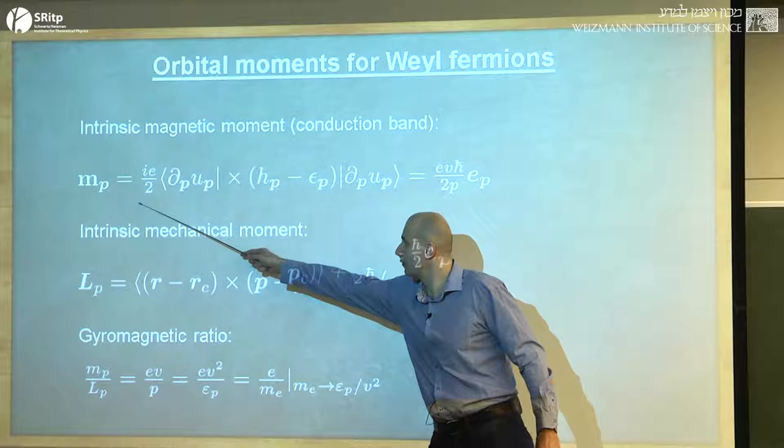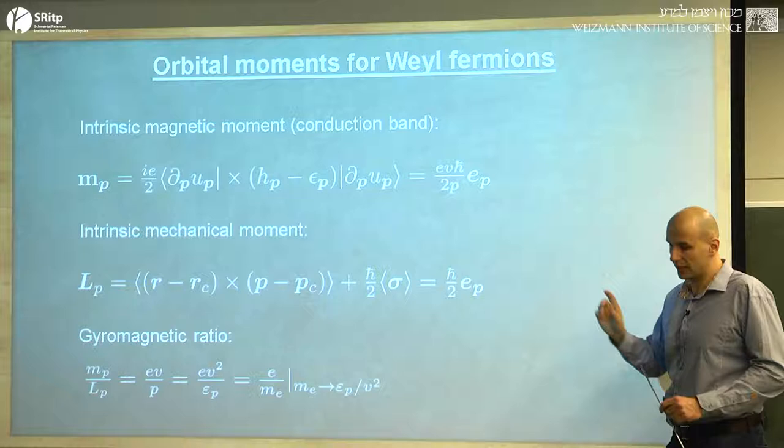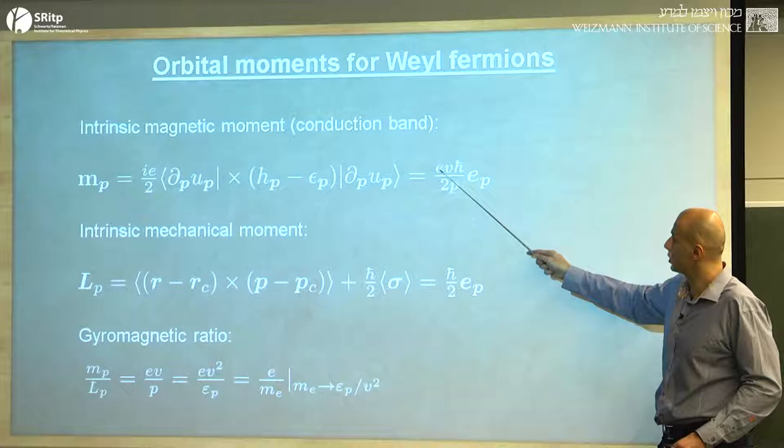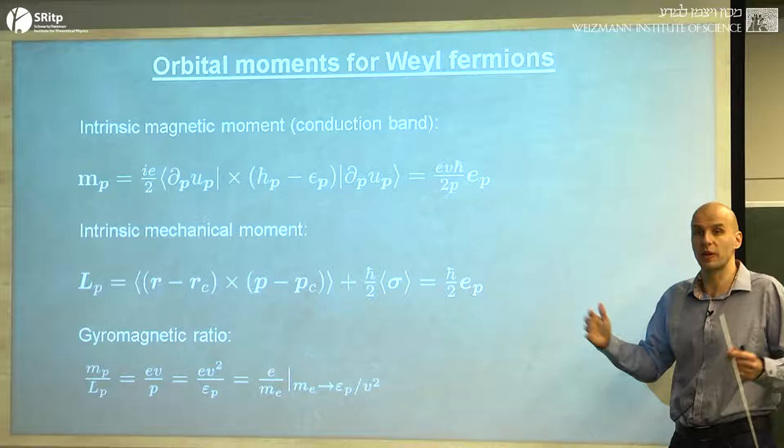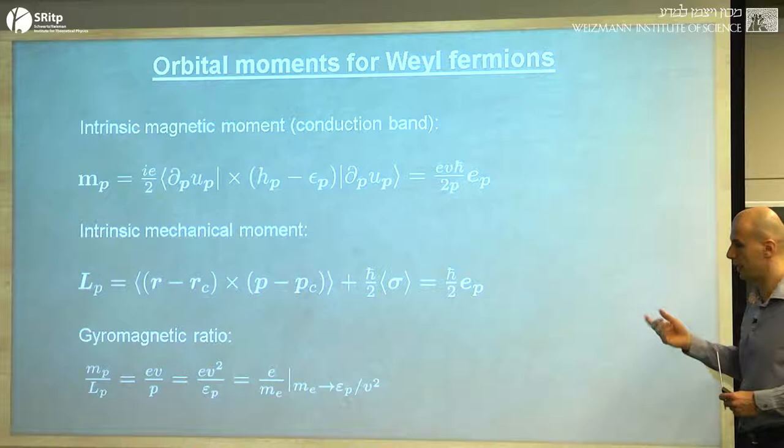And what you get is something that goes as 1 over p. So remember, magnetic moment is charge times some distance times velocity. And what you have here is just like that: the charge, the Dirac velocity, and then ħ over p, which gives you some sort of spatial size associated with the magnetic moment. And it's directed along the p. Depends, of course, on which Weyl cone you consider.